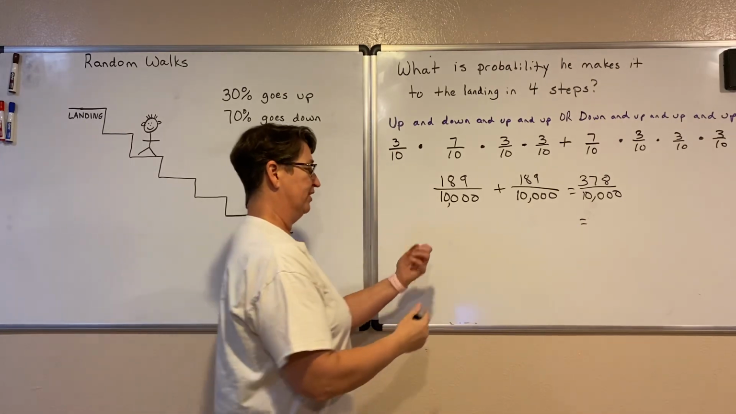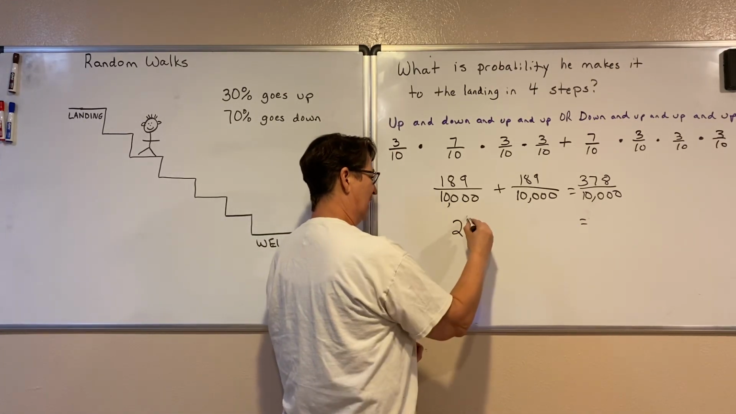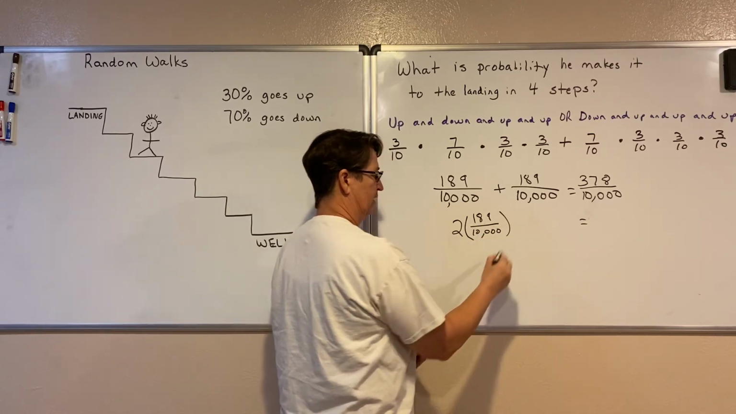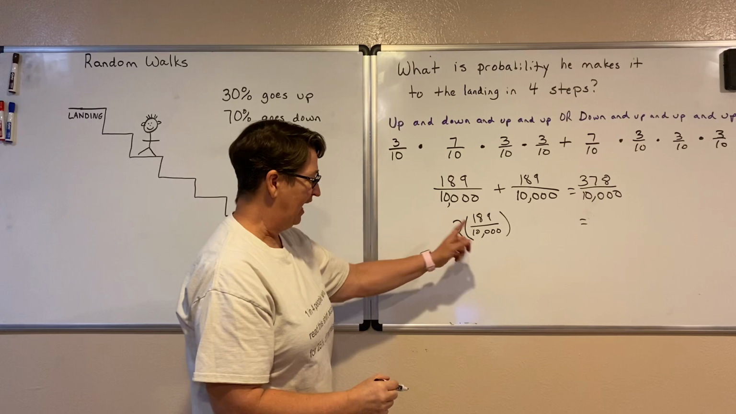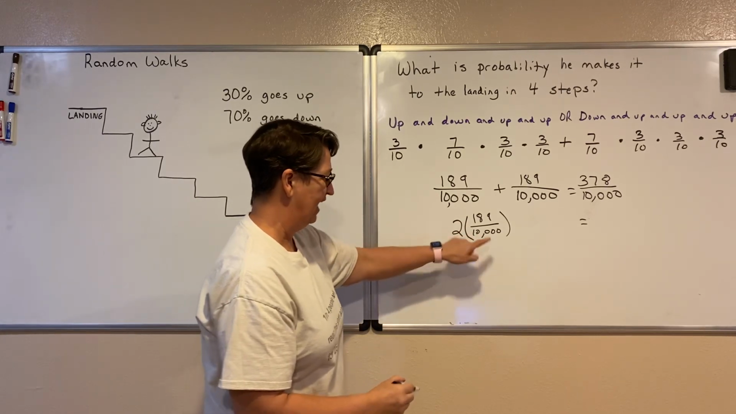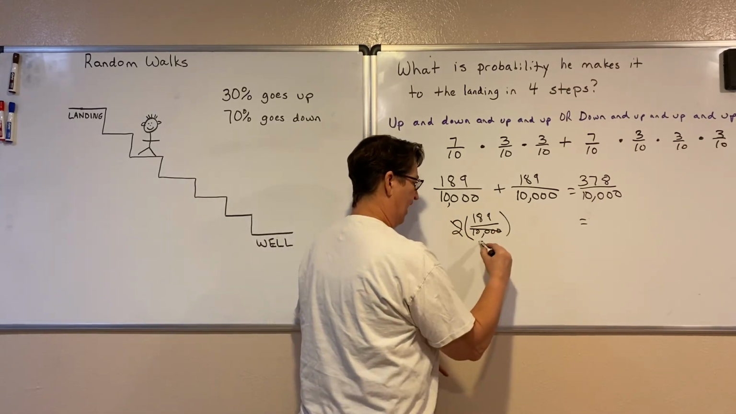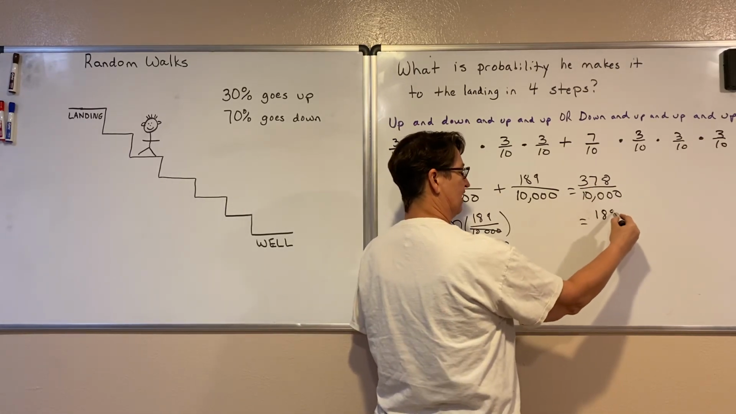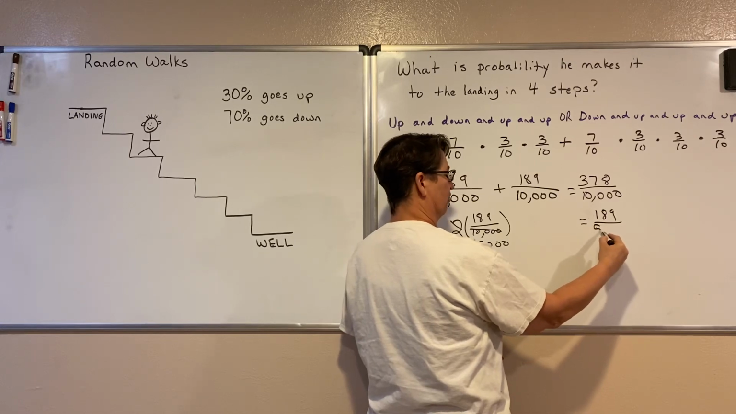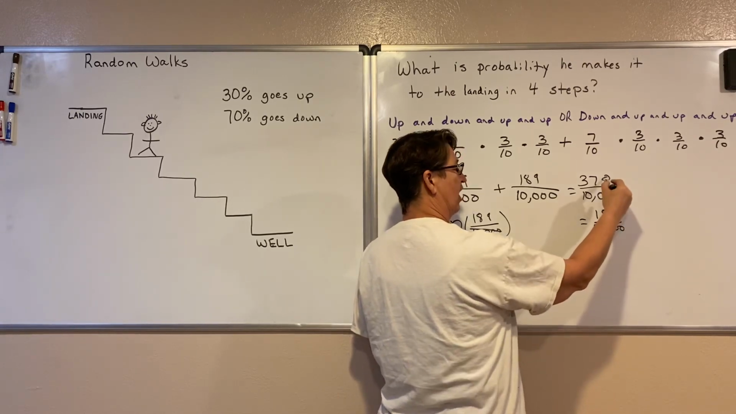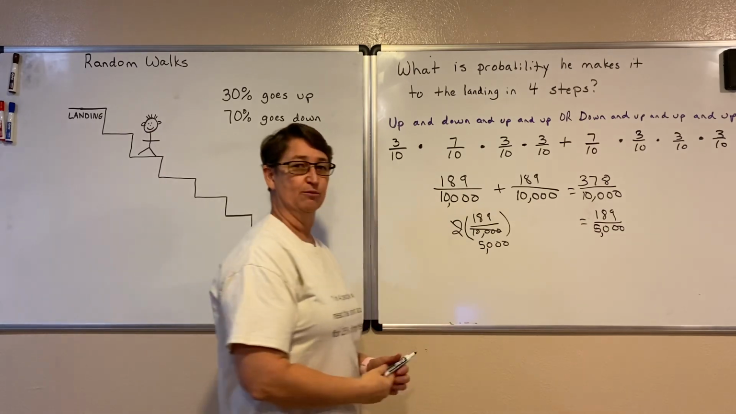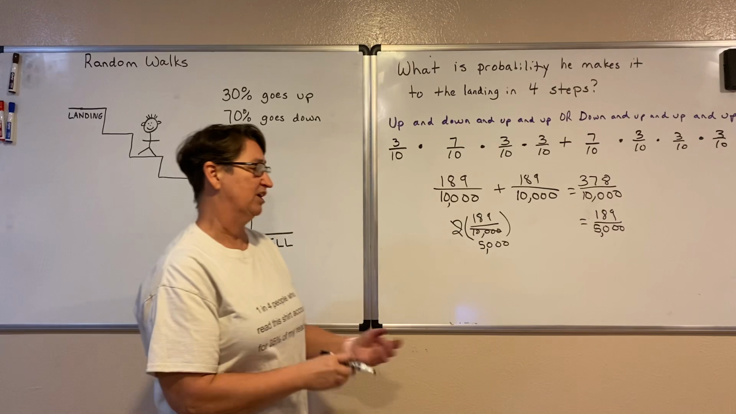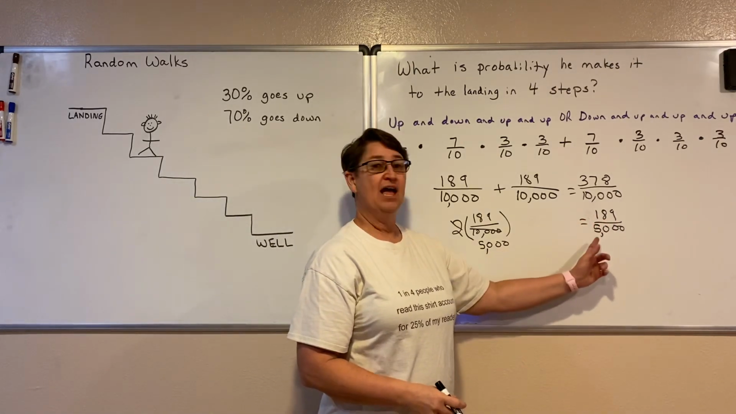Or another way to think of this is just to do 2 times that 189 over 10,000. And then I can simplify ahead of time. So notice this 2 goes into that 10,000 5,000 times. So if I were to reduce this, I would get the same thing. I'd get 189 over 5,000. You know, divide the top by 2 and divide the bottom by 2, so that I end up with that same thing. So the chance that he ends up at the landing in 4 steps is 189 out of 5,000 times.